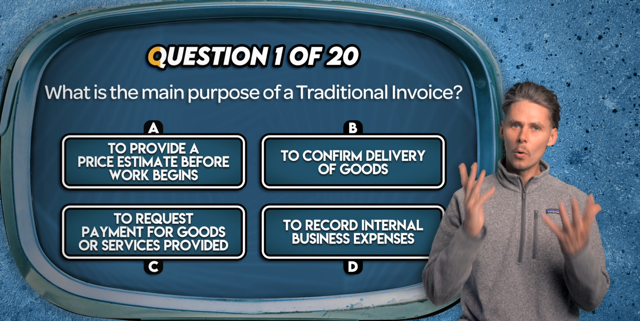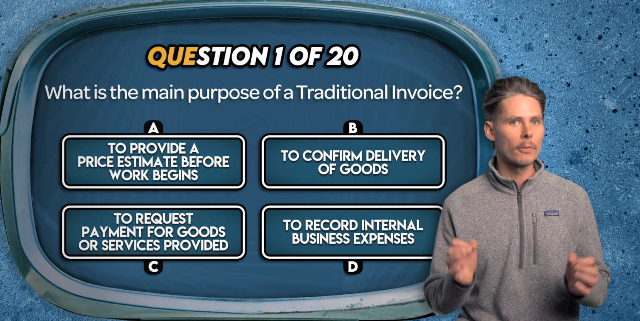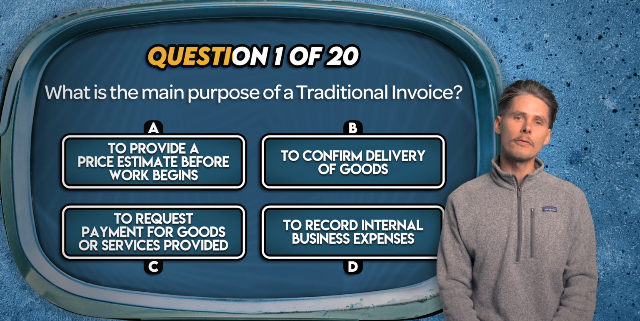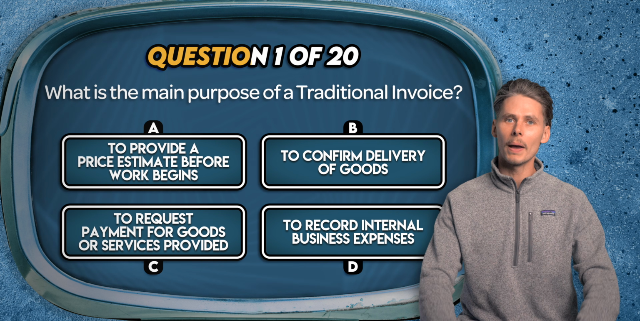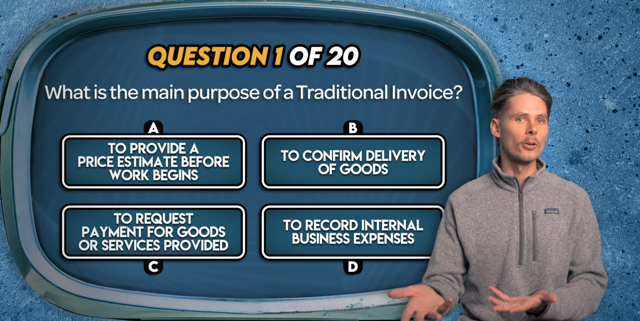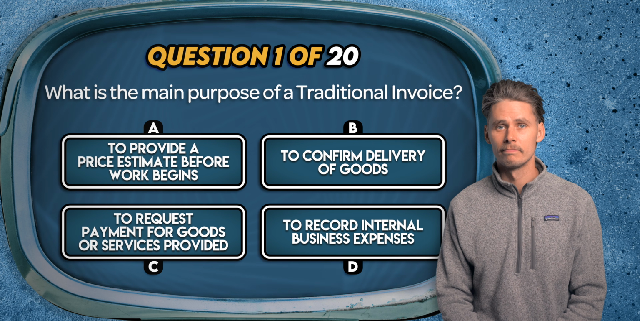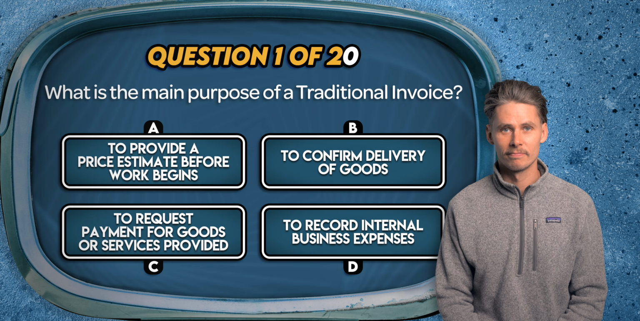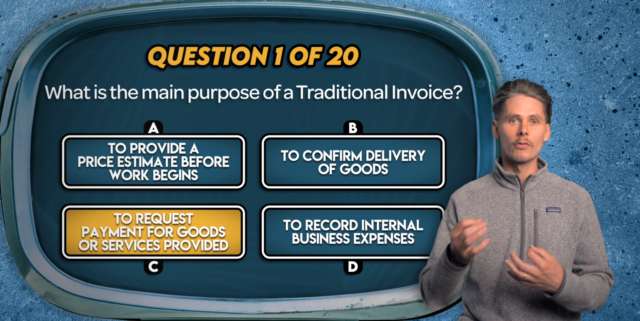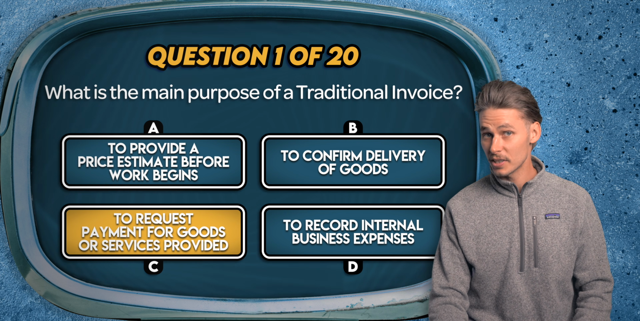Question 1. What is the main purpose of a traditional invoice? Is it to provide a price estimate before work begins, to confirm the delivery of goods, to request payment for goods or services provided, or to record internal business expenses? The answer is C. An invoice is a request for payment. It also acts as an official record of the sale.